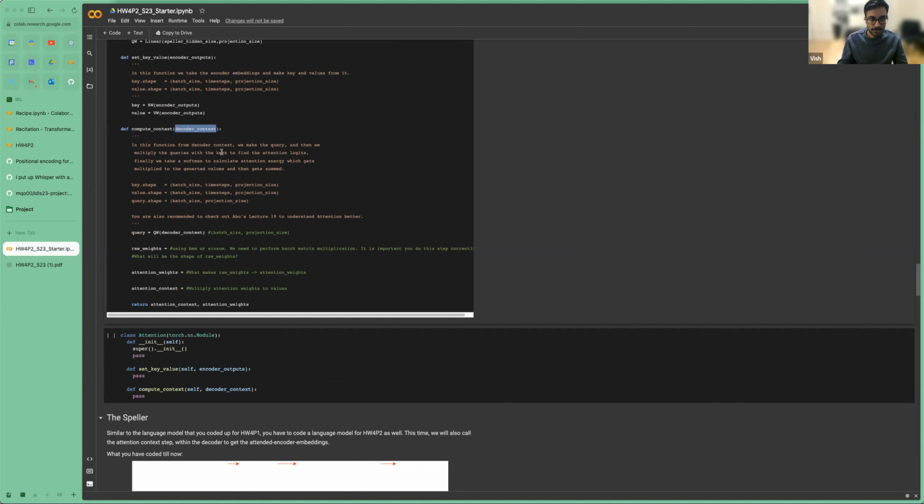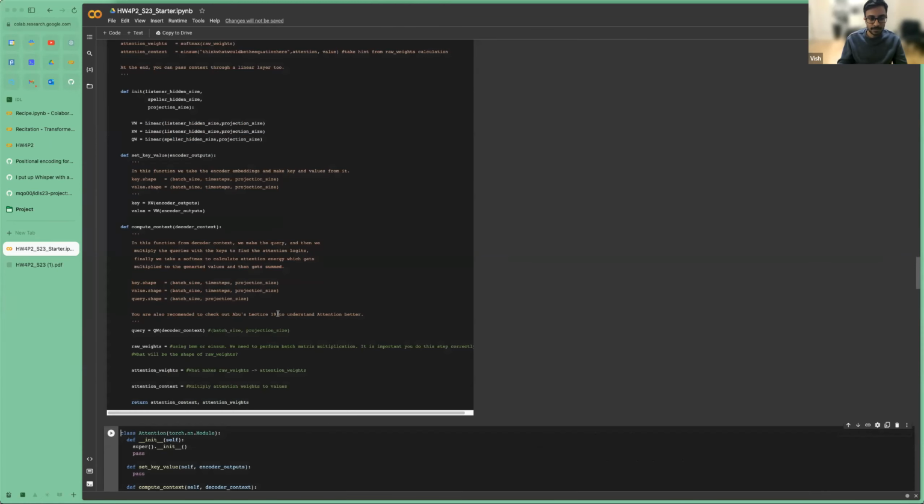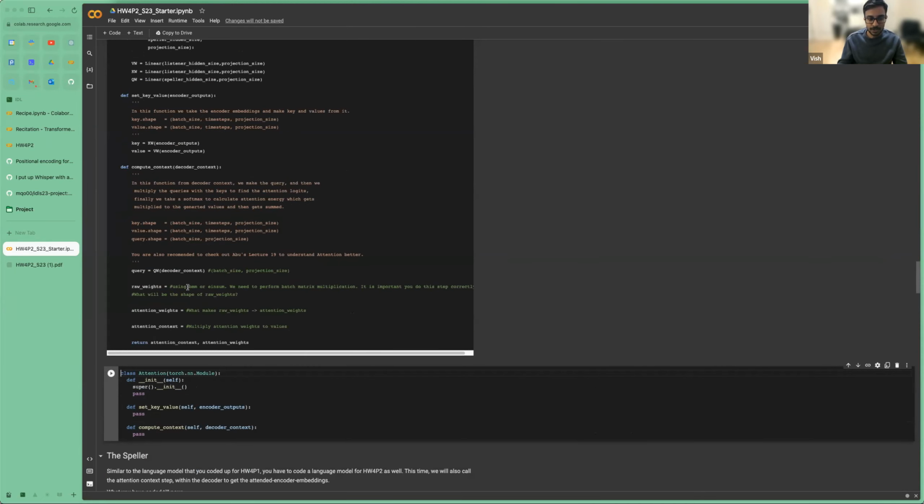So right here, you can see that the query gets projected. You get this from the decoder, right? And then the raw weights. This is the inner product between your query and key, right? So you can use either torch.bmm or einsum to do it, right? Either approach works. When you're doing it, think about the shapes. One is batch size times step projection size. One is batch size, projection size, right?